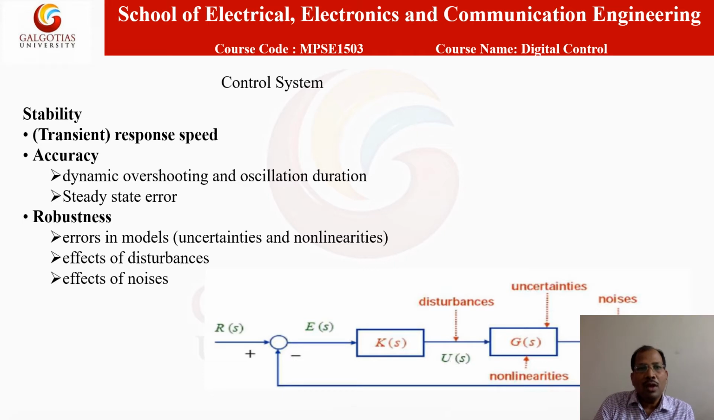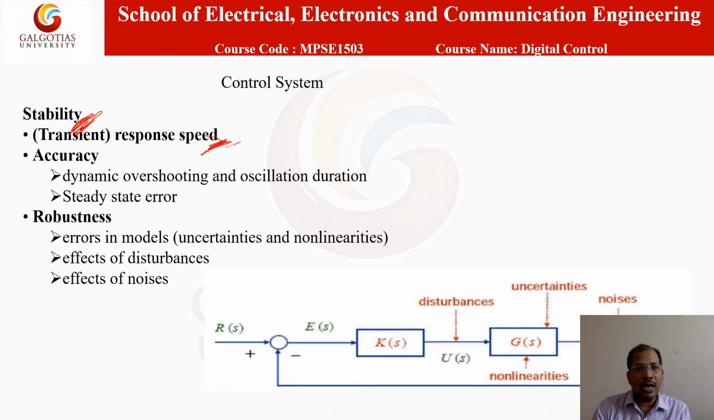For any system we want these two properties. First is stability, which can be defined in terms of response speed, or the time response. If we are going to control a system, it should not be too fast or too slow. We have to choose the speed of the system, or the transient response should be controllable. Any underdamped system we can control very easily.